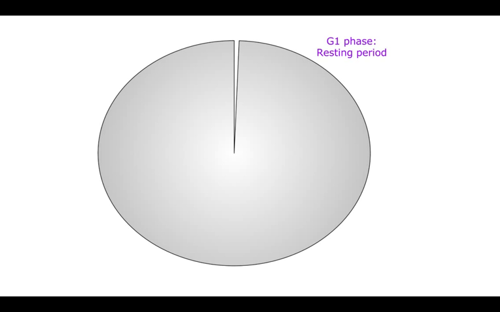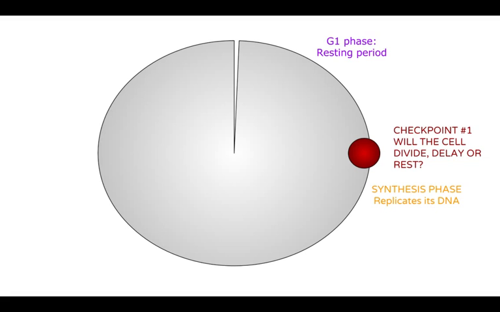G1 is the first phase, part of interphase, and the longest period. This is the resting period where the cell grows. At the end of the stage, there's a checkpoint which controls whether the cell will divide, delay, or enter a resting stage. If it's approved, the cell enters the synthesis phase, where it replicates its DNA.